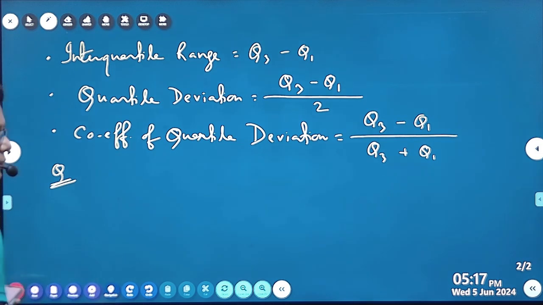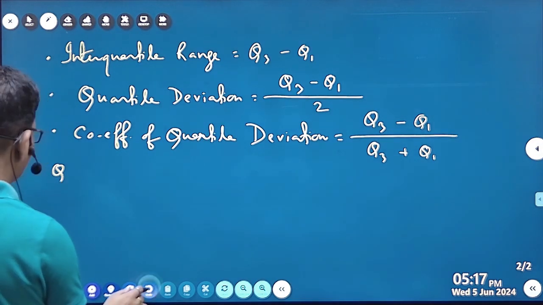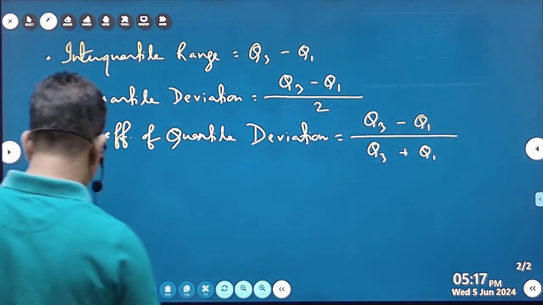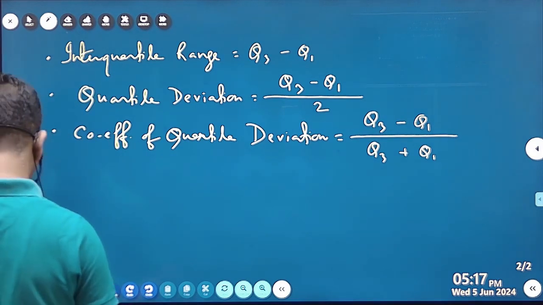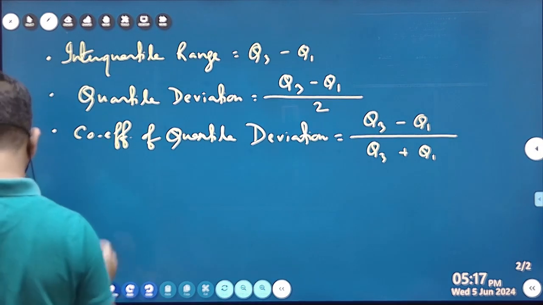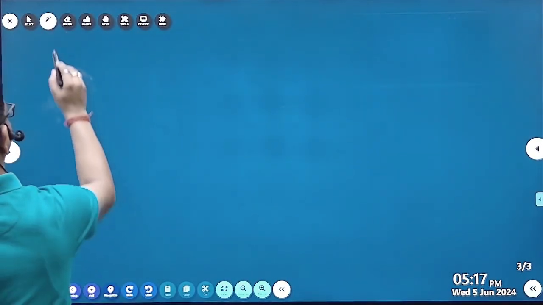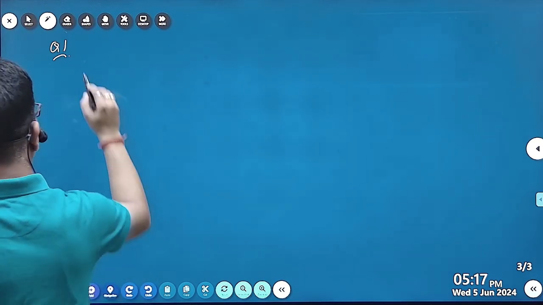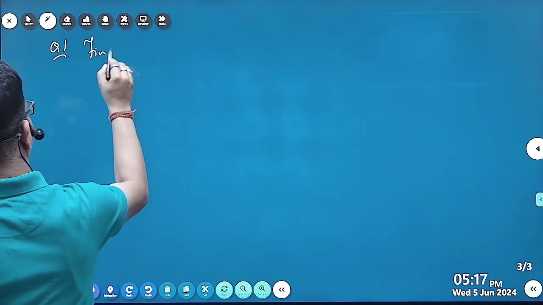Question, to find the quartile deviations. Okay. So this is the question. Is it all right? Done? Okay. So let us write a question for finding the deviations. Question 1.